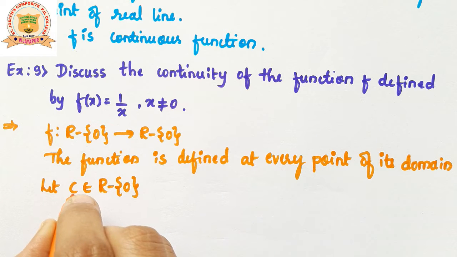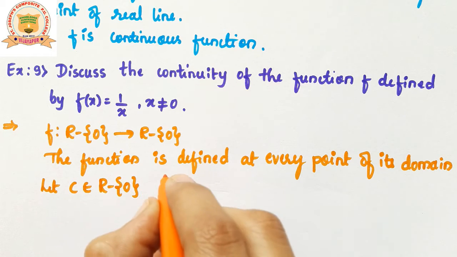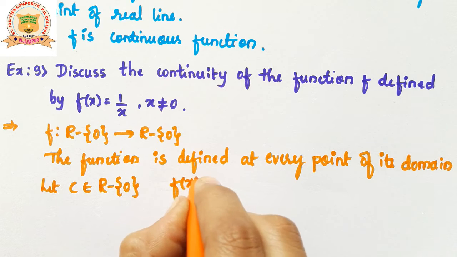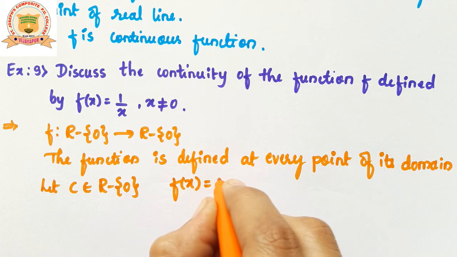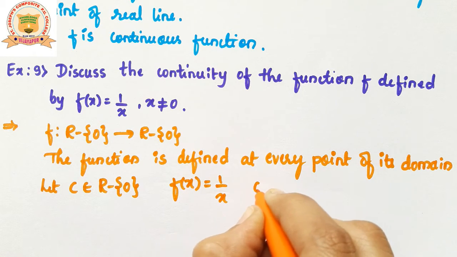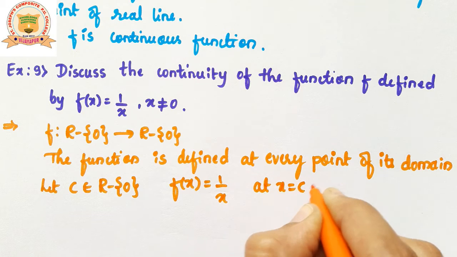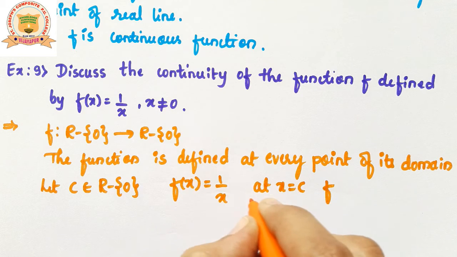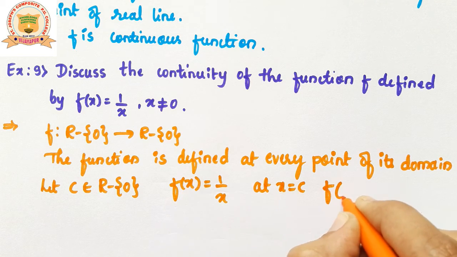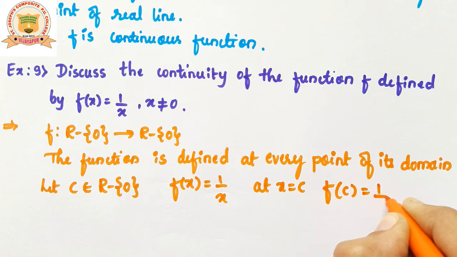At this point, we have to check the functional value. f of x is equal to 1 by x. At x equal to c, f of x becomes what? We have to substitute c in place of x. f of c is equal to 1 by c.